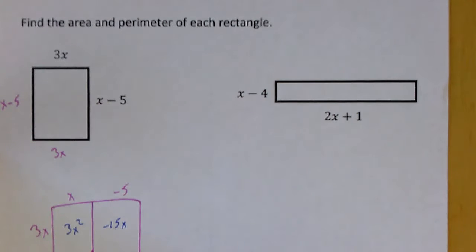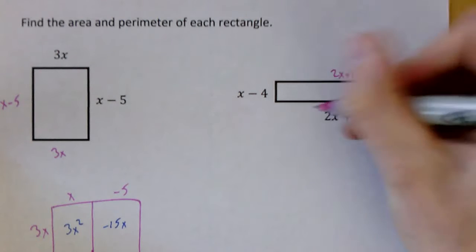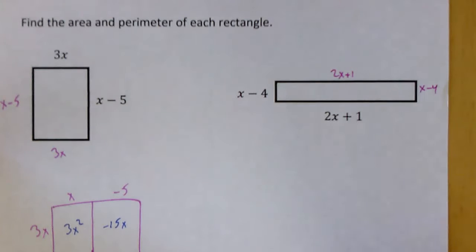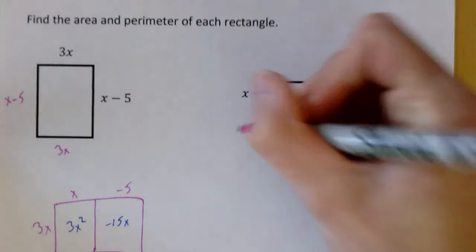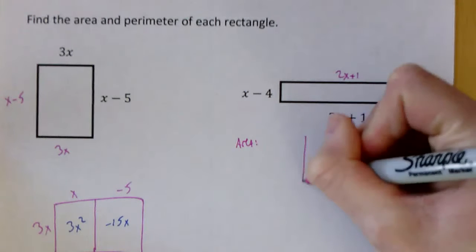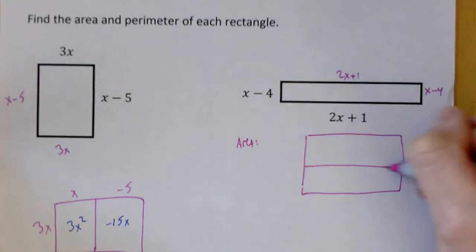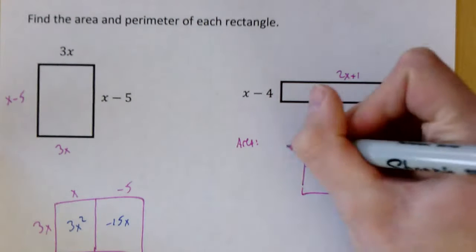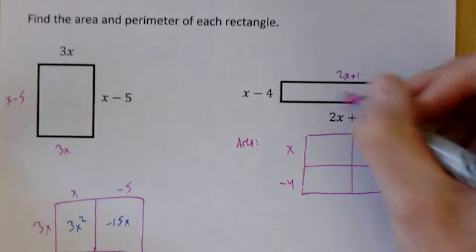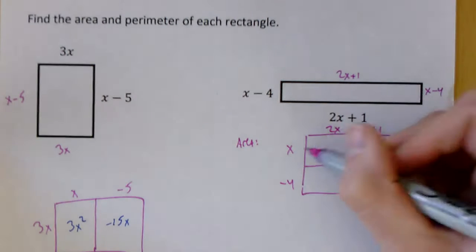All right, so this guy here. Again, if this side's 2x plus 1, so is this side. And if this side is x minus 4, so is that side. So I'm going to start by finding my area, and I'm going to use an expansion box. I want to make sure that I have 2 spots on each side, so I can write the x and the minus 4, and then the 2x and the plus 1. And I'm going to multiply to fill my boxes.